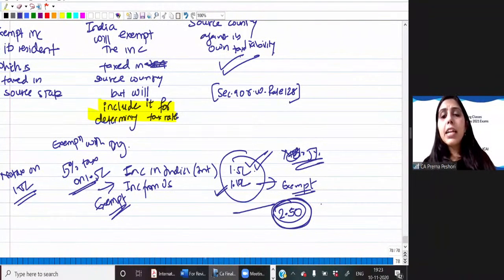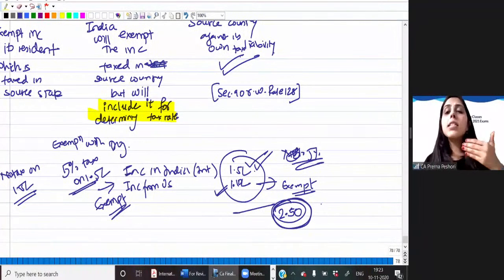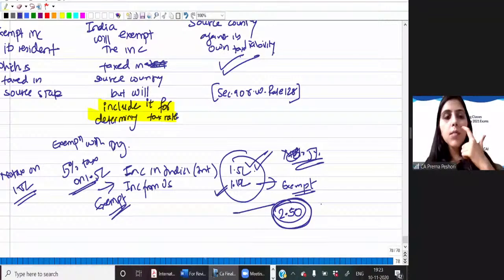Sandeep, telegraphic transfer buying rate is to be used because the taxes would have been paid in US dollar, right? So if taxes have been paid in US dollar, to convert that I need some foreign exchange rate. So I will use the telegraphic transfer buying rate as on the last date of the previous month in which the taxes have been paid. So if taxes have been paid in the month of June, I will take the telegraphic transfer buying rate of 31st May. Clear? For converting the foreign taxes. Is it clear, Sandeep?